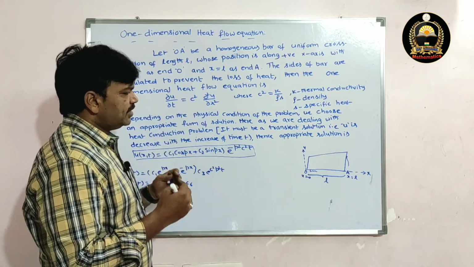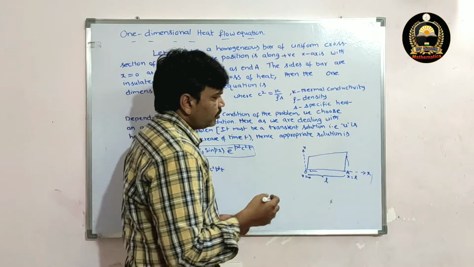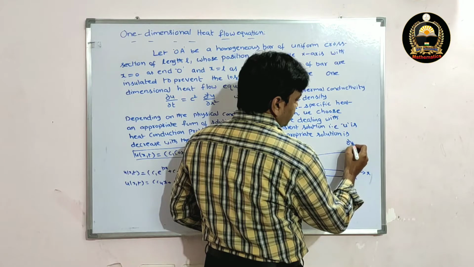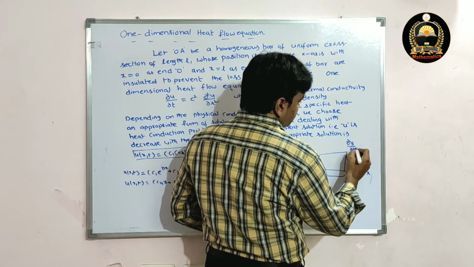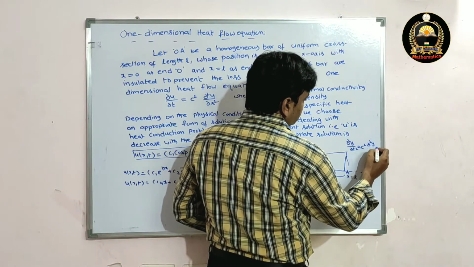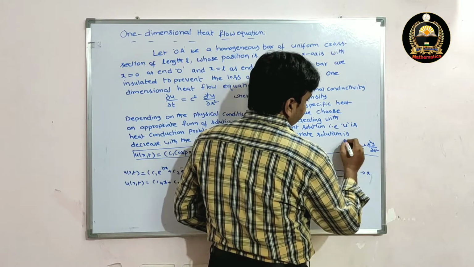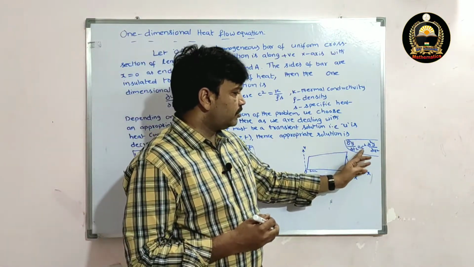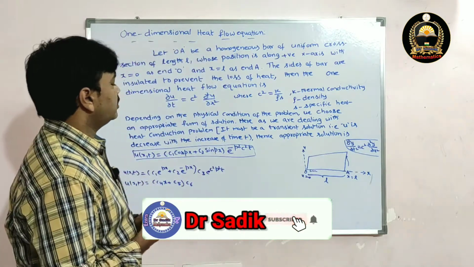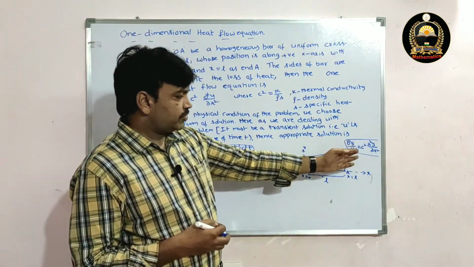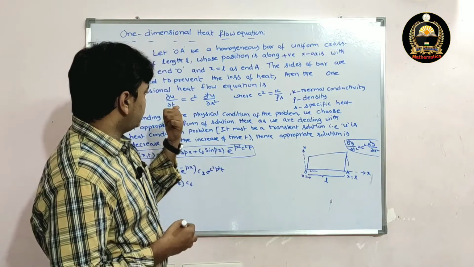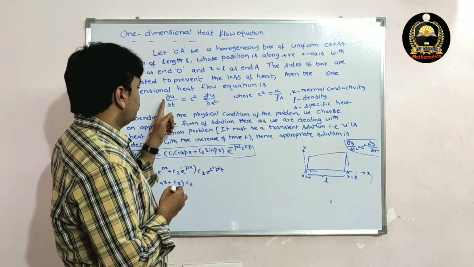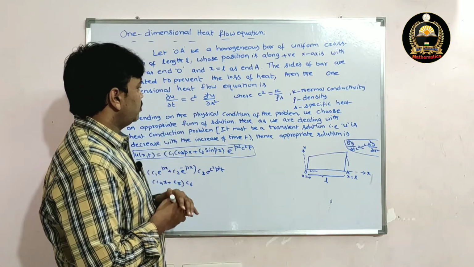We can easily remember this formula, students, because we already know the one dimensional wave equation. What is the one dimensional wave equation? Dou square y by dou t square is equal to c square into dou square y by dou x square. See, students, there we have dou square y by dou t square, and in that place, in the one dimensional heat equation, we have dou u by dou t. That is why I told you we can easily remember it: dou u by dou t is equal to c square into dou square u by dou x square.